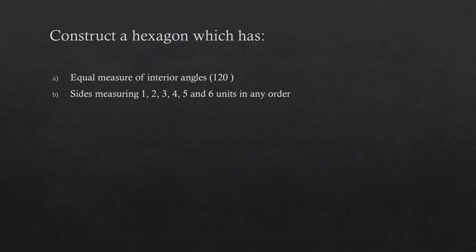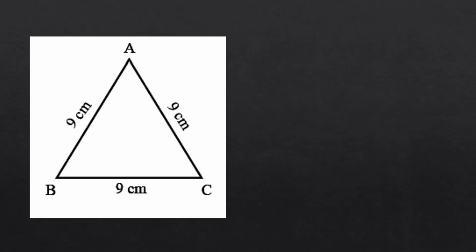We want to construct a hexagon which has these two properties. Now let's see how we are going to do that. The solution is really elegant. Let's see. First step, I'm going to construct an equilateral triangle. You can see we have an equilateral triangle ABC. It has sides measuring 9 units each.